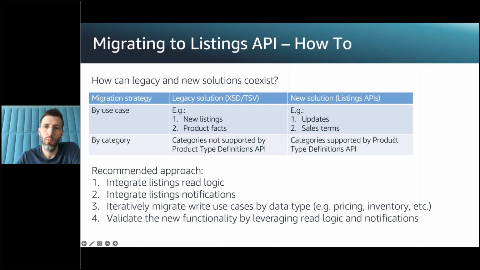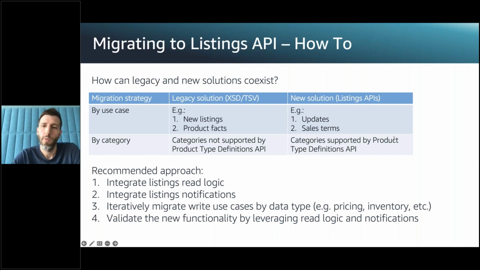You could also decide to migrate the logic to update sales terms like inventory and prices to the Listings API and keep updates to product facts, which are more complex, in the old solution. Same as before, once you have successfully finished migrating the sales terms, you can start the work to migrate product facts.